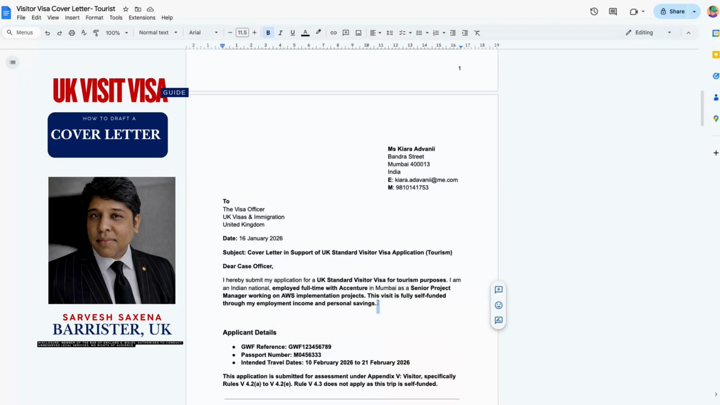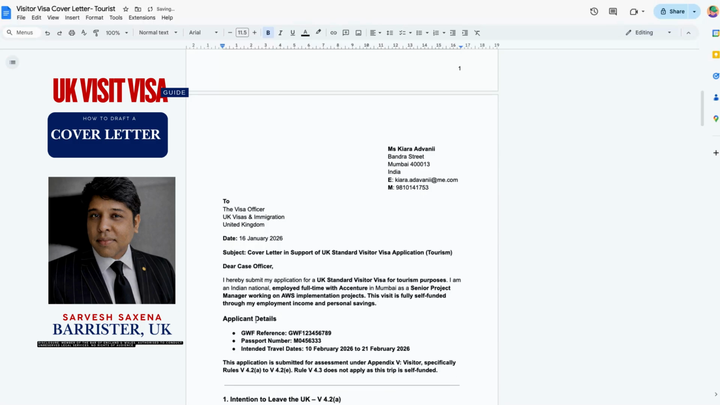Now, understand that as soon as we say this is self-funded, we rule out clause 4.3, because this rule only applies when you have somebody else sponsoring you who has a professional or personal relationship with you. Given the fact the client has self-funded, I'm not going to explain 4.3.